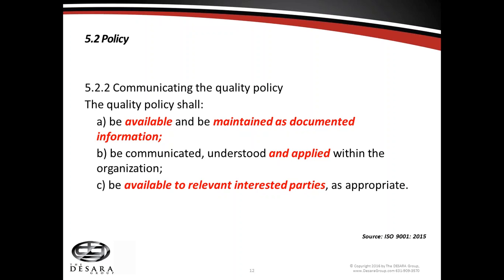And then C, be available. They've spelled it out to relevant interested parties. And they've added the words as appropriate. Again, who decides that? You decide who the relevant interested parties are. You've done that basically from 4.1, and now your job is to make sure that this is available to them as is appropriate. Do you need to make it available to the surrounding community? Well, if it's appropriate for you to do that, yes. But you make that decision, the as appropriate. So those are the 2 sections in the policy piece that relate to the quality policy, communication and who needs to do it.